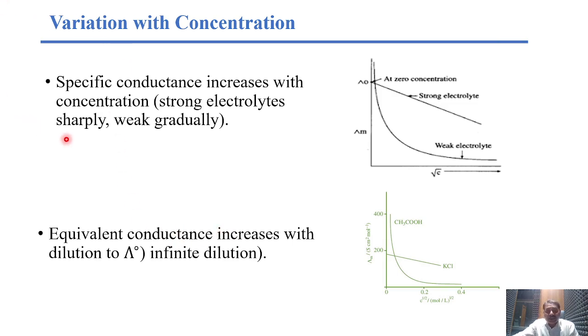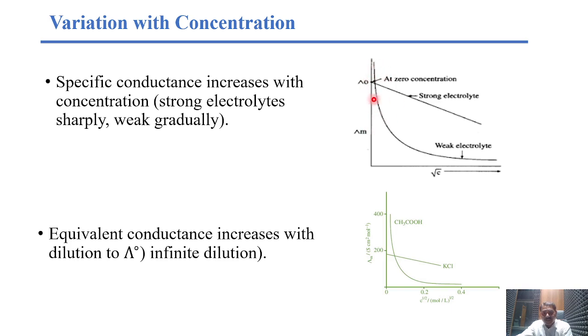Then how can the electrolytic conductance, equivalent or specific conductance, be affected by the concentration of solution? So this is the graph of concentration versus equivalent conductivity. We get two different curves. For a strong electrolyte the curve is smoothly decreasing, and for a weak electrolyte it is decreasing sharply, and as the concentration increases more and more the conductance decreases slowly.